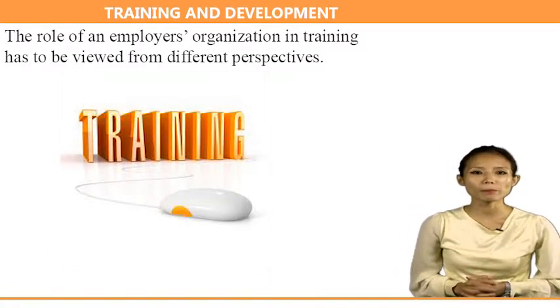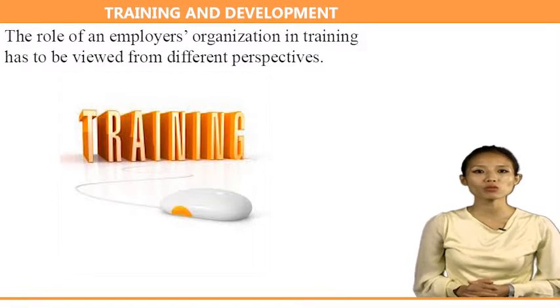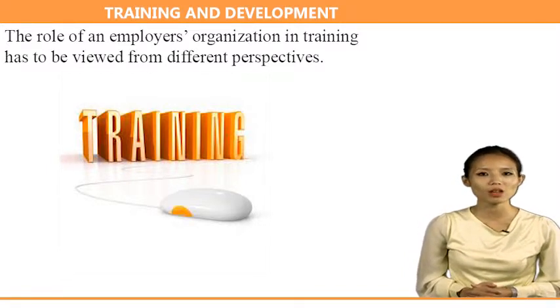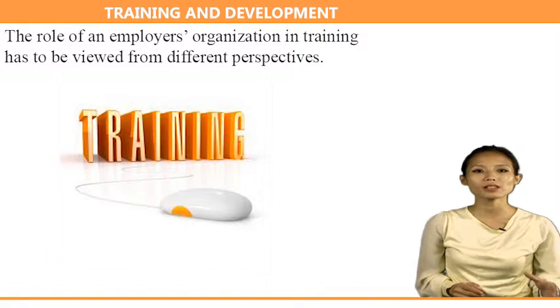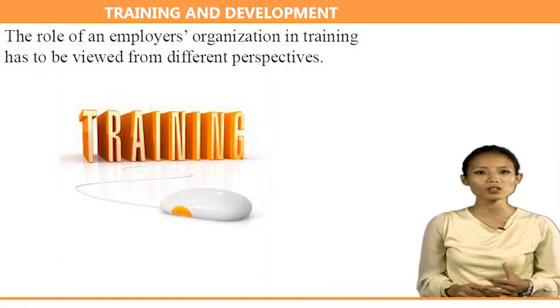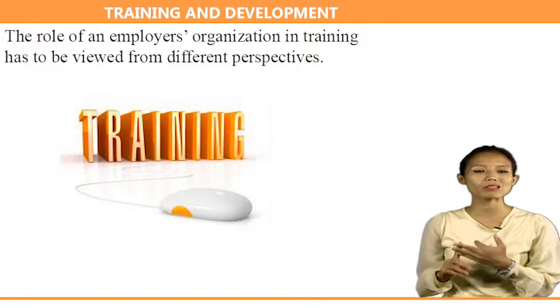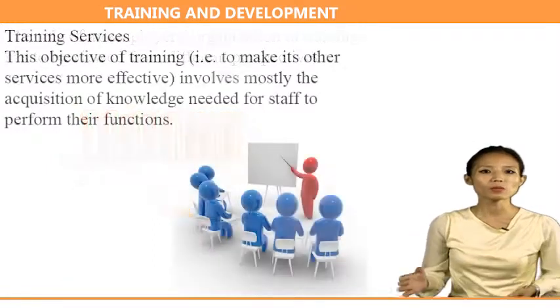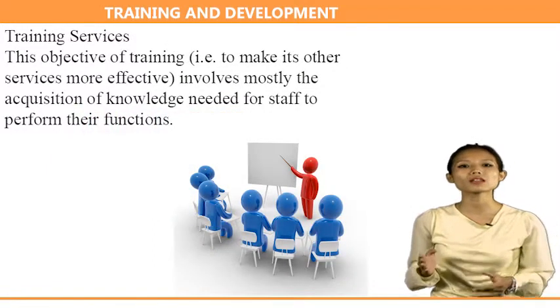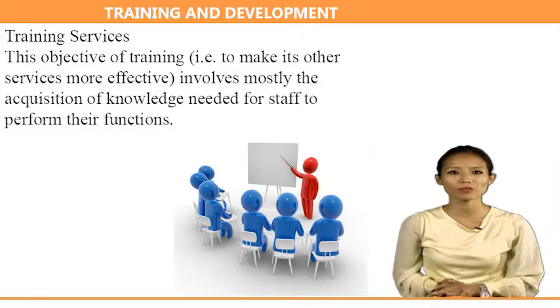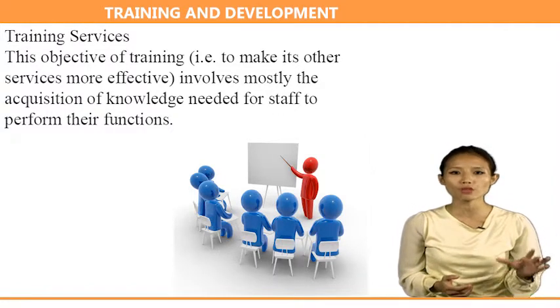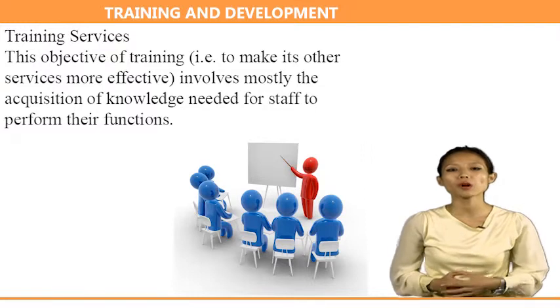Direct services to members. This requires that the staff be trained in the areas of the organization's services and core competencies, which may include areas such as industrial relations, human resource management, occupational safety, and health. This objective of training, that is to make its other services more effective, involves mostly the acquisition of knowledge needed for staff to perform their function.